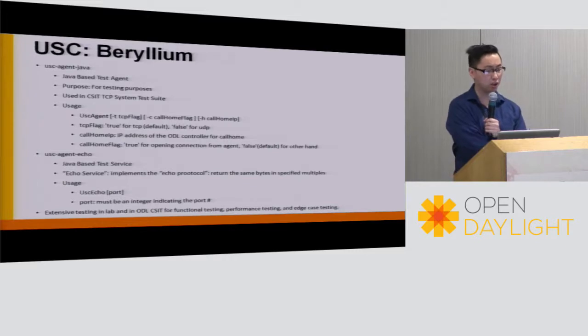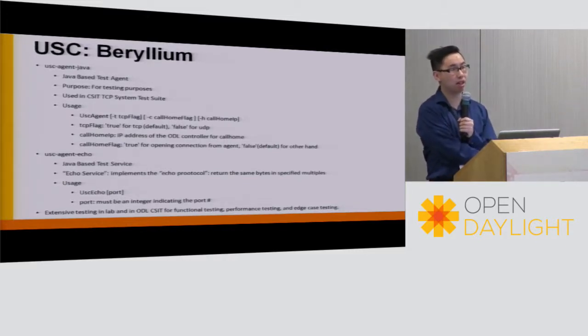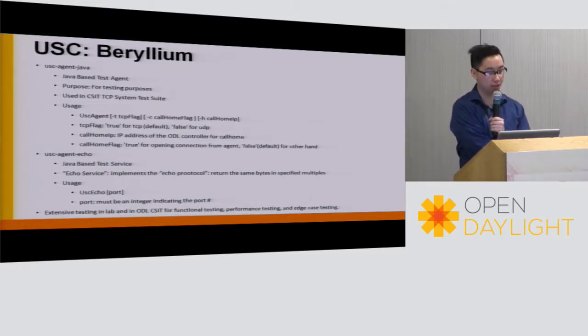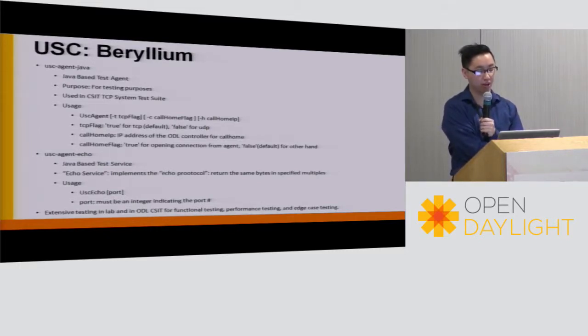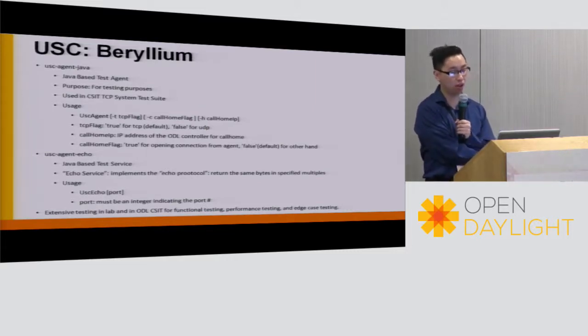So using the USC agent Java and USC agent Echo, we actually found some bugs that are documented in our Bugzilla. And we were able to do much more extensive testing in our lab and in ODL CSIT test infrastructure, both for functional testing, performance testing, and also edge case testing.